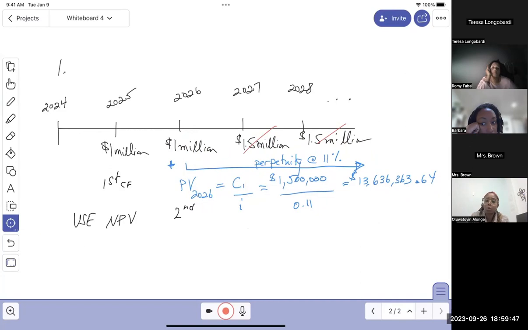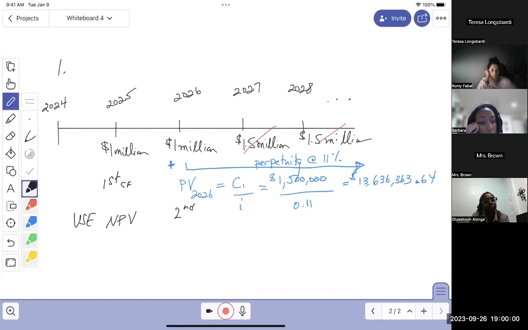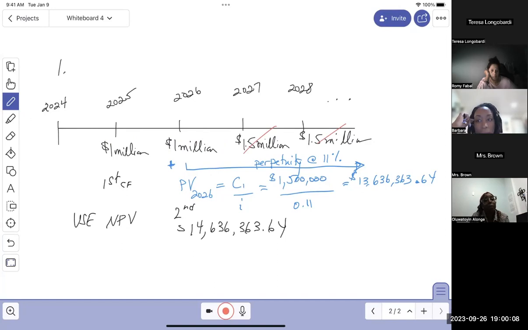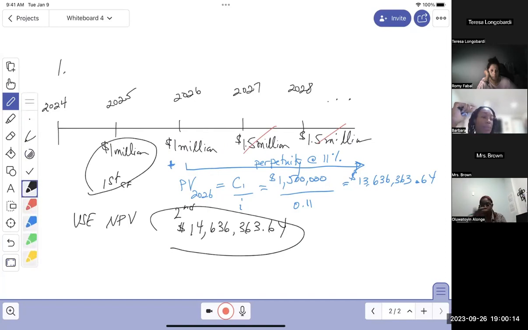So we have 2 1 millions to consider. Yes, but 1 million happens over here and 1 million happens over here, and you can't just add them because of time value of money. You have to put them together. So what will the second amount be worth? It's going to be 14 million. 14 million. Okay. 363.64. That will be the 13 and that will be the first. Okay.